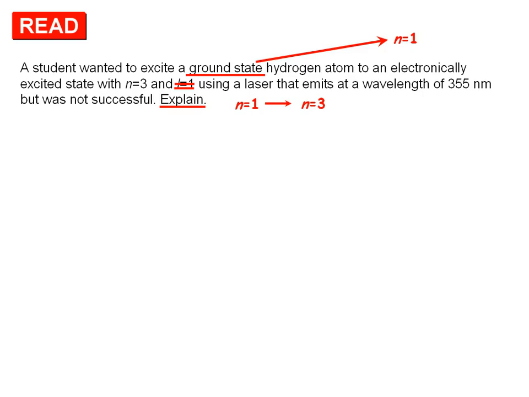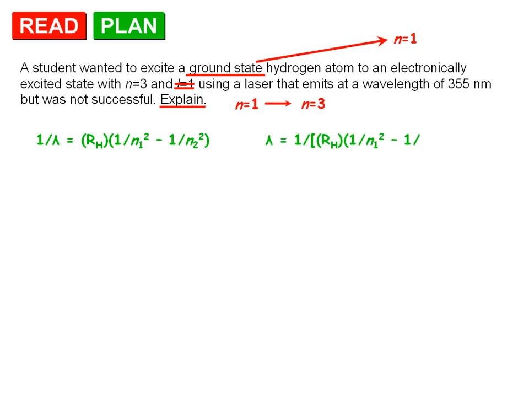The next step is to plan your approach to solving the question. If we determine the wavelength that would be required to induce this transition, we can compare it to the wavelength used by the student in the question. To find the wavelength, we can use the Rydberg equation. But first we have to rearrange it to solve for wavelength. The Rydberg constant, RH, is 1.097 times 10 to the 7 inverse meters. So before we finish, we'll have to convert our answer to nanometers using the proper conversion.